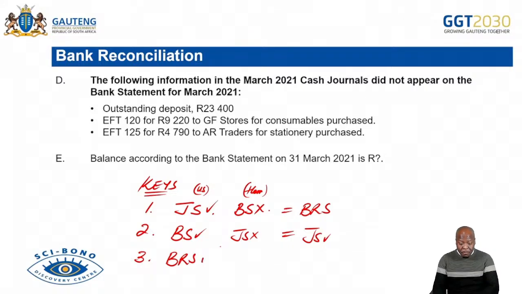So if an item is on the BRS, and now that item appears on the bank statement, they will tell you that that item does not appear in the journals. With this key, the answer is you do not do a thing.